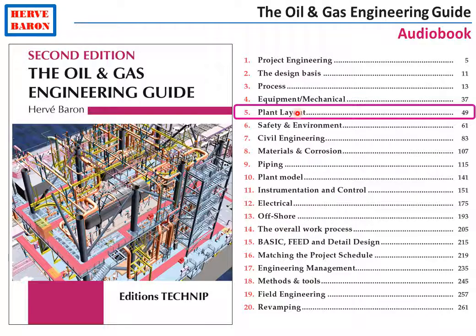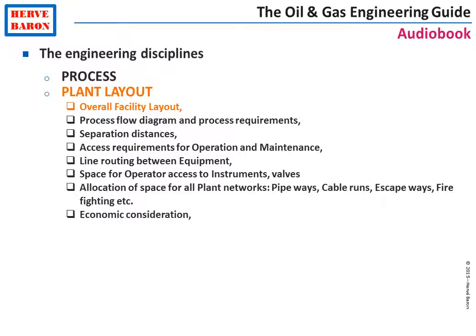Plant layout is sometimes included under piping discipline, even though it has a very distinctive role. It defines the overall layout of the facility as well as the position of each equipment within units. The overall facility layout is primarily dictated by safety.